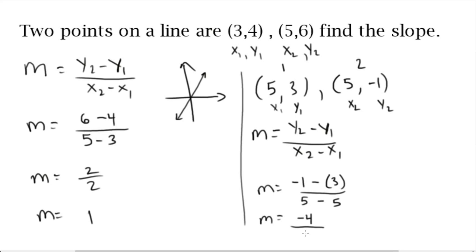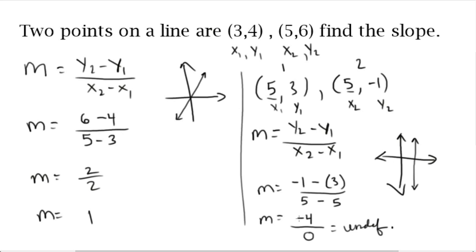5 minus 5 is 0. Anything over 0, that's undefined. So that is the undefined. And you see with the undefined, both of the x's are the same. When the x's are the same, it's likely to be undefined. And an undefined slope, if you remember from the diagram, this is just quick and dirty. It's just a straight line up and down like that.